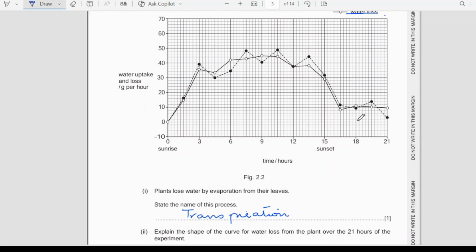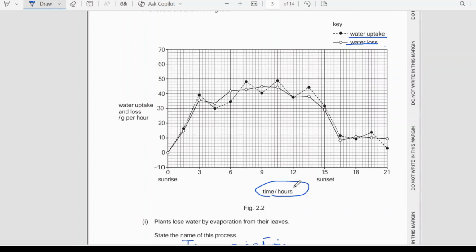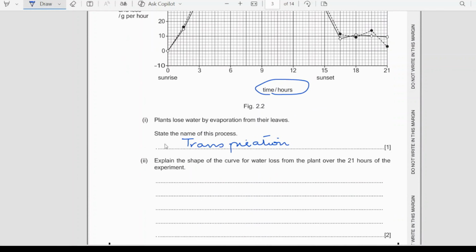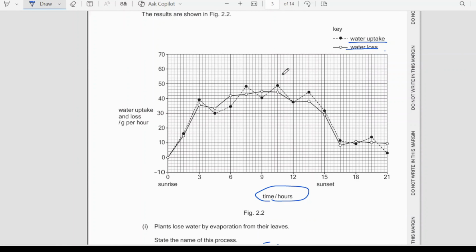Okay, it's not about temperature, it's about hours. Temperature is not written; temperature is kept constant, that is 20 degrees Celsius. Don't say fluctuate. Let's say there would be an increase in water loss or increase in water uptake during the first 10 hours. But after that, there would be a decrease in the water uptake.